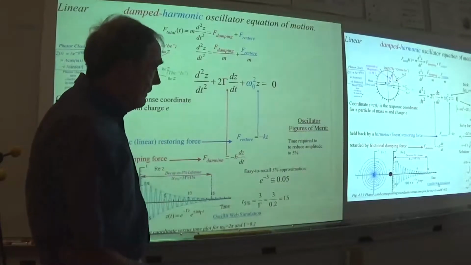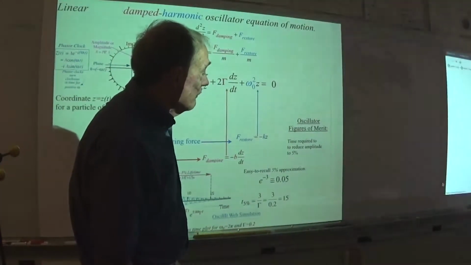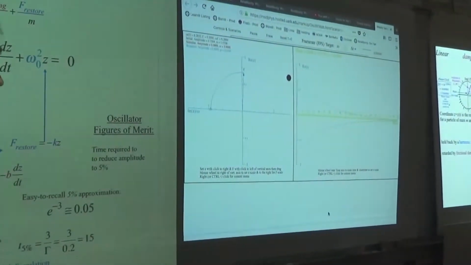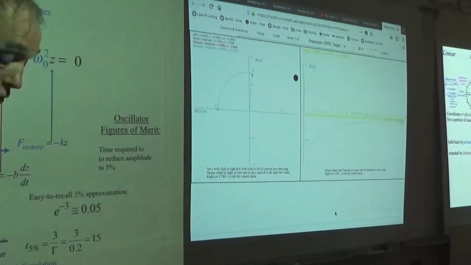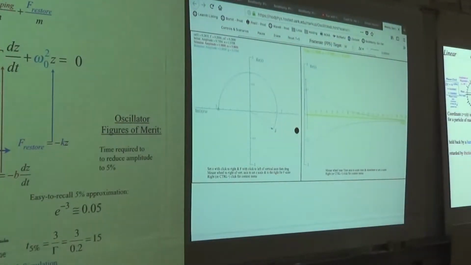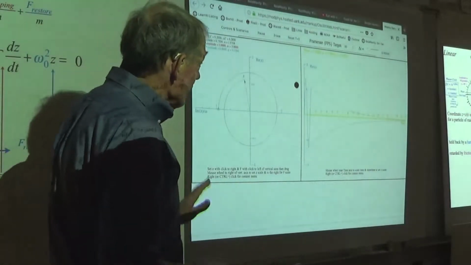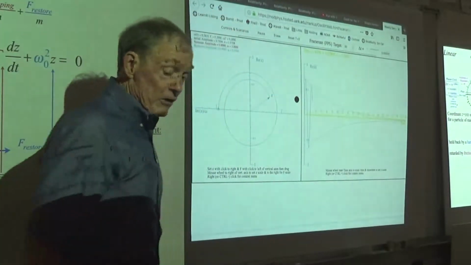Now this is the old graphics that we used to use all the time. Here's the brand new stuff going to work here. And the exponential curve that is relevant to the amplitude is shown there fairly clearly. And what's interesting about this envelope is that it touches the oscillation curve here.